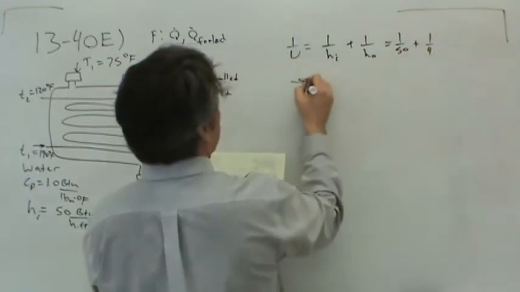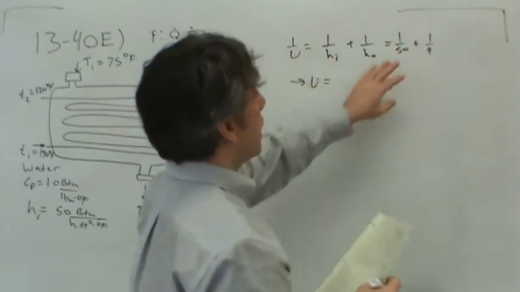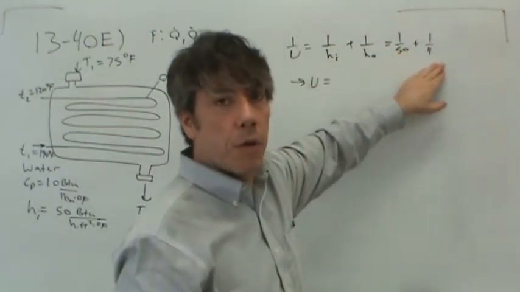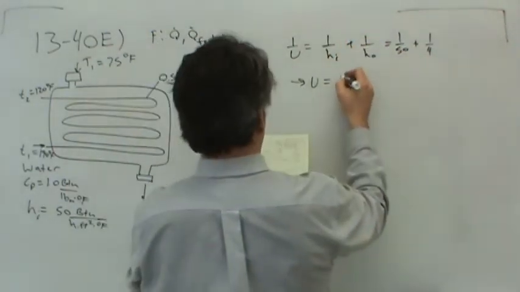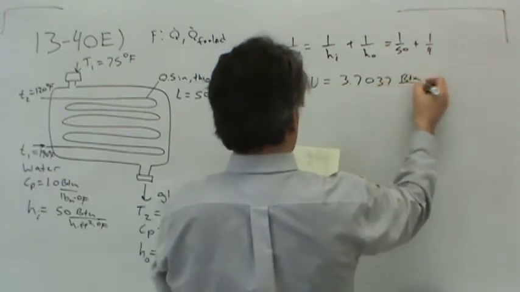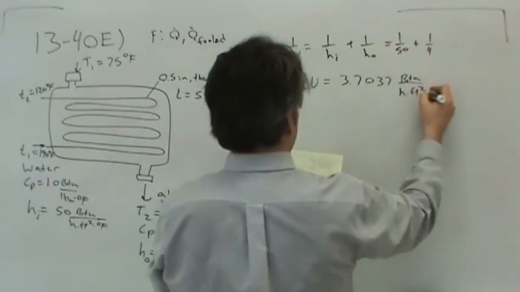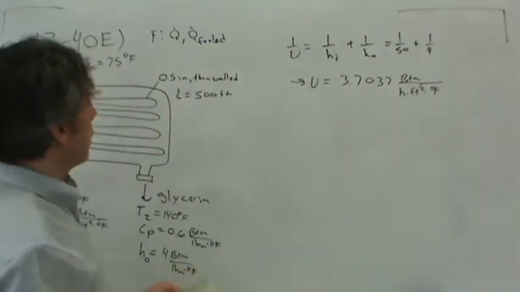And so when you calculate U, the overall heat transfer coefficient, by just taking these, adding a 50th to a 4th, and then inverting it, you'll find that the overall heat transfer coefficient is 3.7037 BTUs per hour per square foot per degree Fahrenheit. So there's our overall heat transfer coefficient.